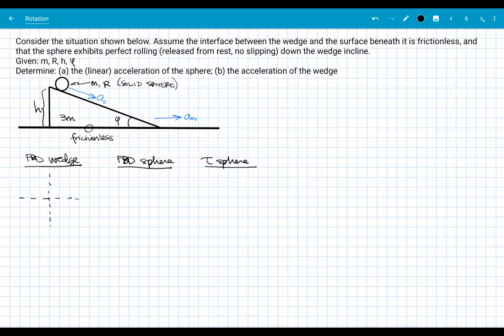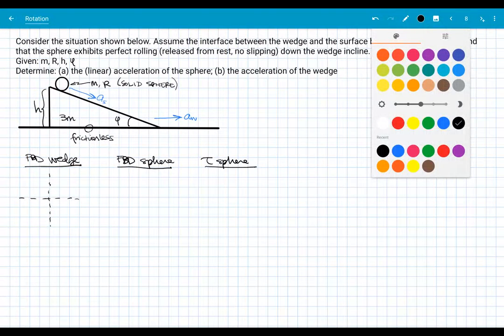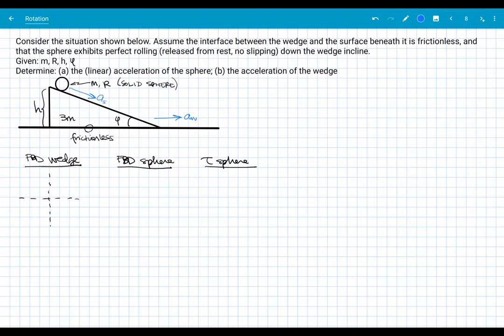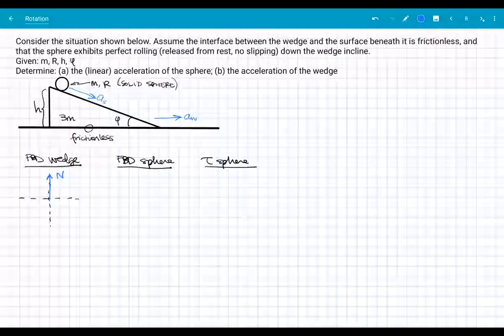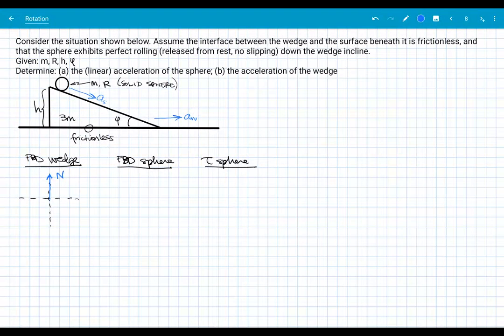So if I'm going to start by looking at the wedge, let me think about what forces are acting on it. Again, this is a non-rotated coordinate system here. So I have normal force on the wedge, upward. I'll just call that N. That's due to the surface beneath it that's supporting it. Remember that surfaces can exert normal forces and frictional forces. There's no frictional force at the surface underneath the wedge, but there is a normal force there.